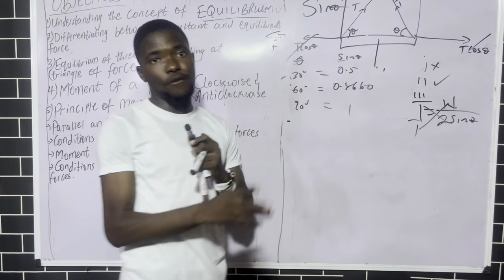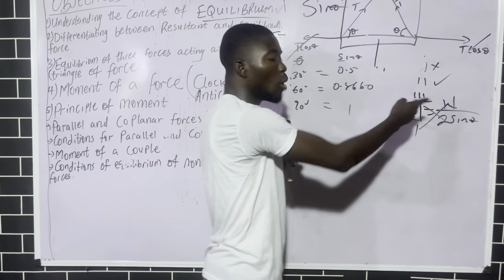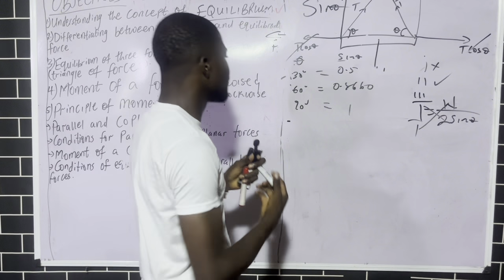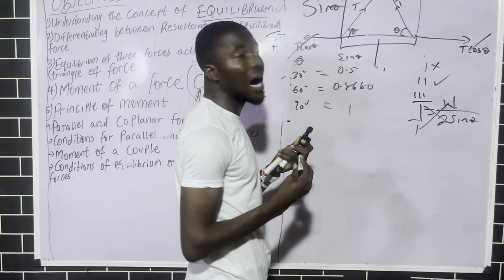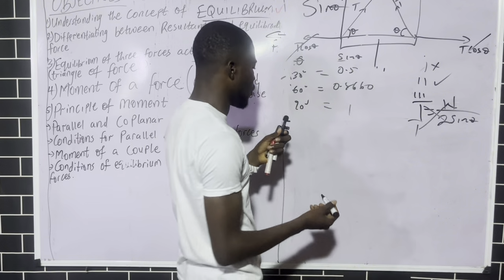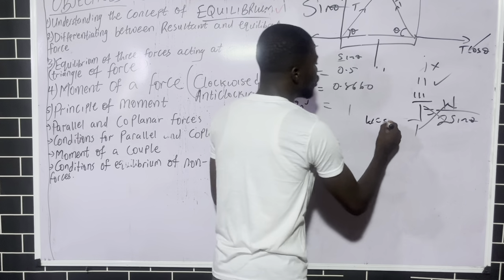Then III says T will be maximum when theta is 90 degrees. So for me to solve this, I'll give values to W and theta. Let our W be 5. I'm just assuming a value so that we can get an answer for it. Let our W be equal to 5. So let's solve.